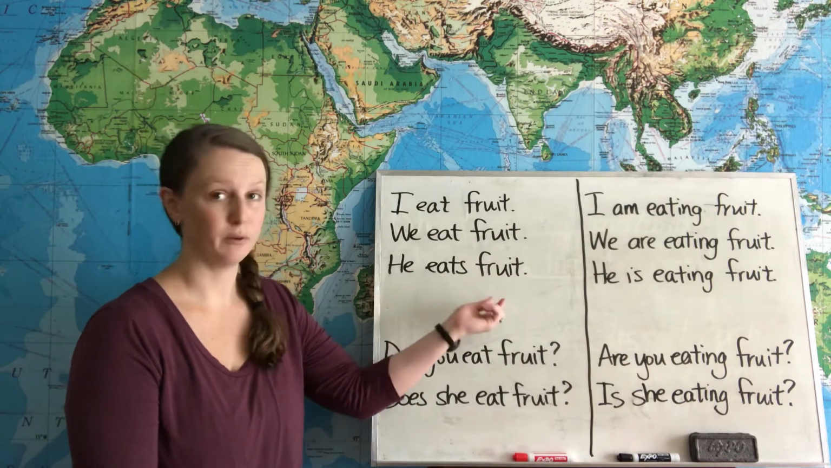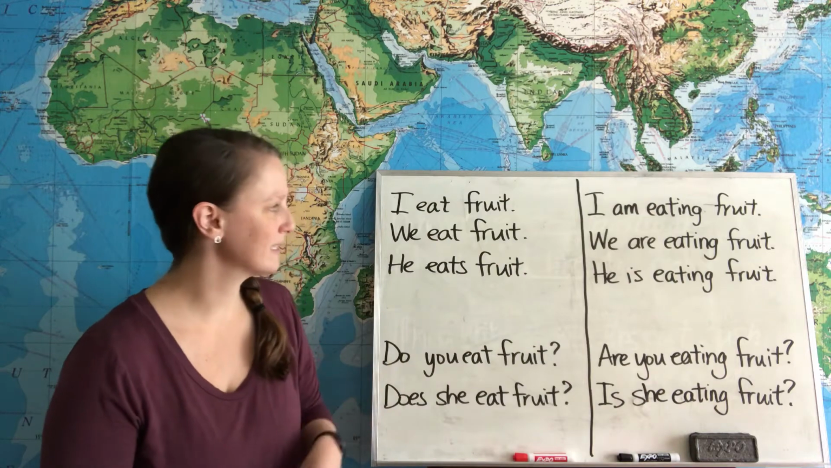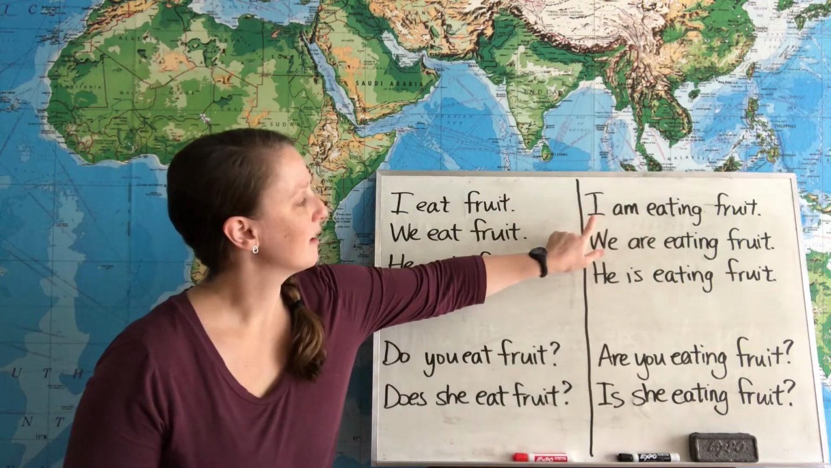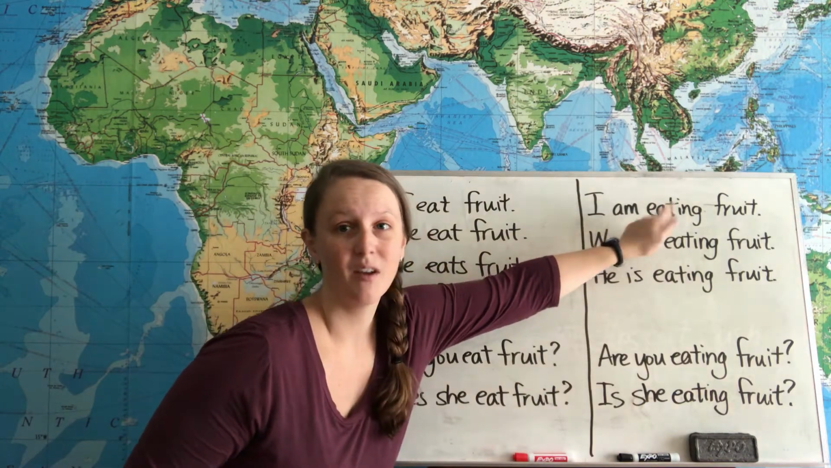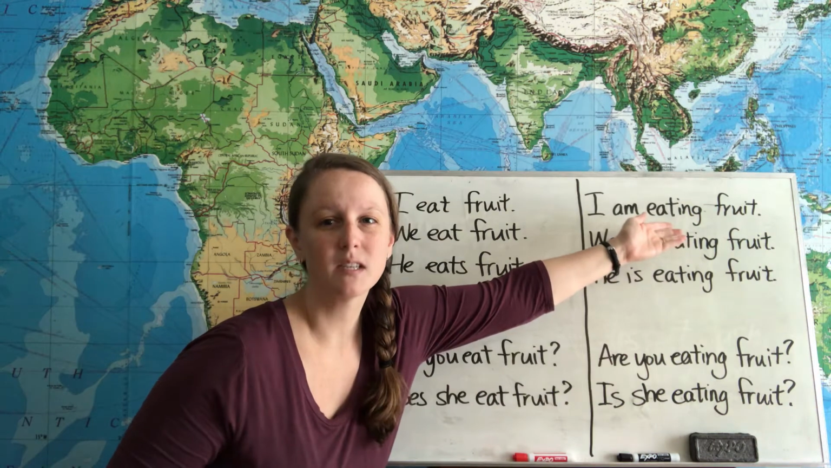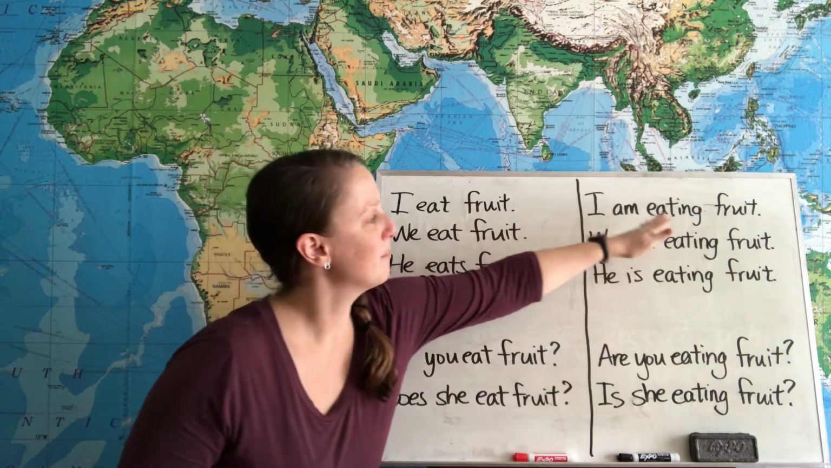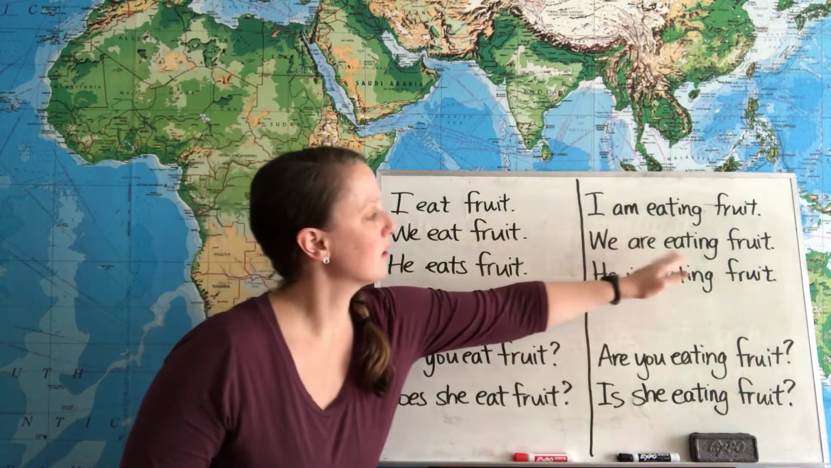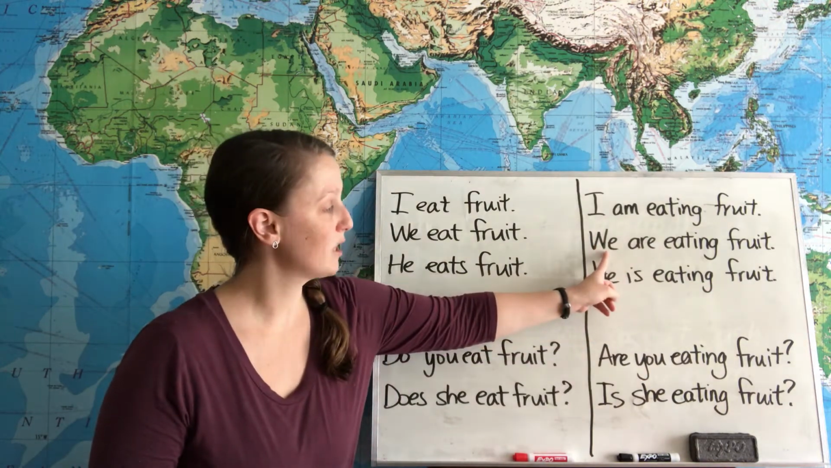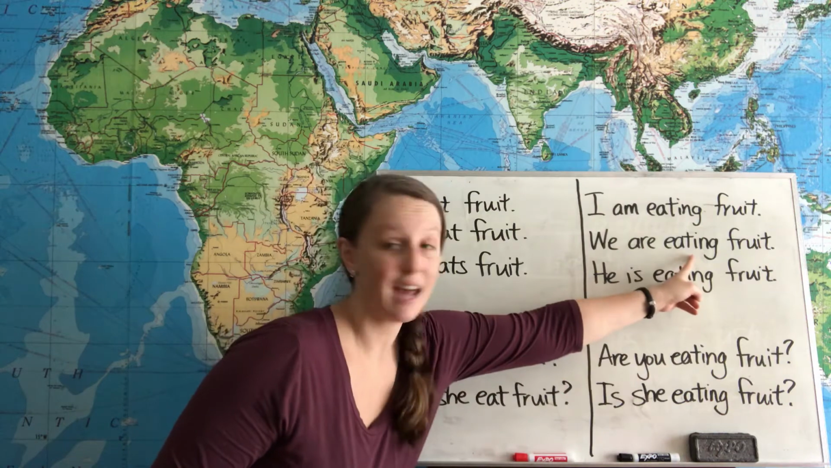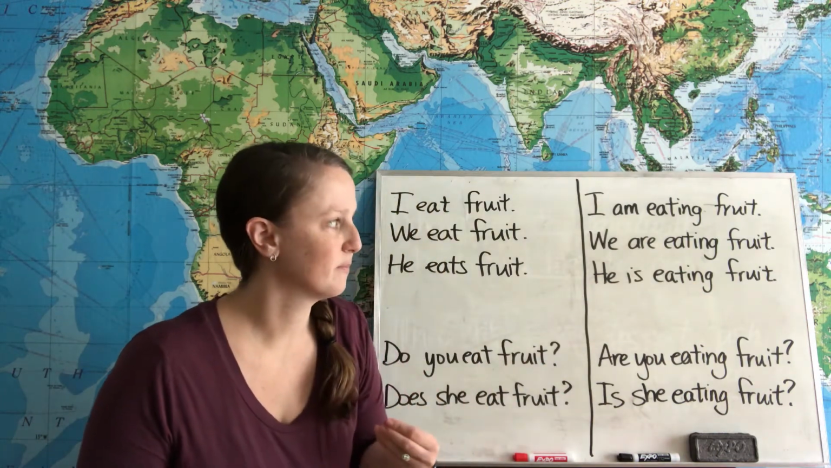He eats fruit. Now let's look at the difference with present progressive or present continuous. We have subject, be verb, and ing verb. Remember, we use these present progressive verbs to talk about actions that are happening right now. So we have I am eating fruit. We are eating fruit. He is eating fruit. We always have subject, be verb, and an ing verb in those affirmative present progressive sentences.